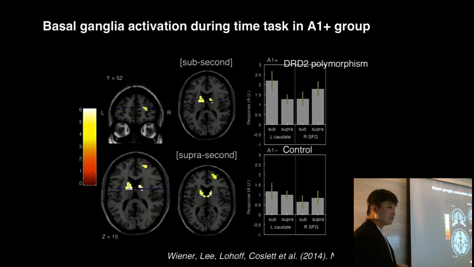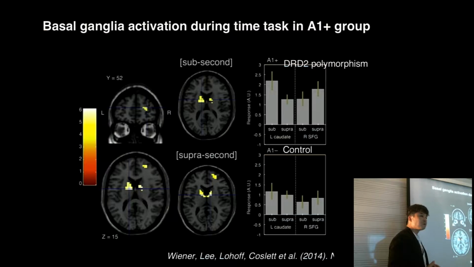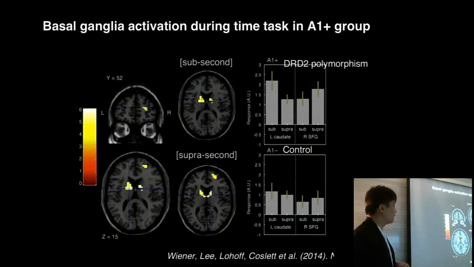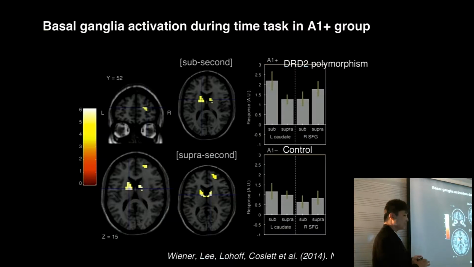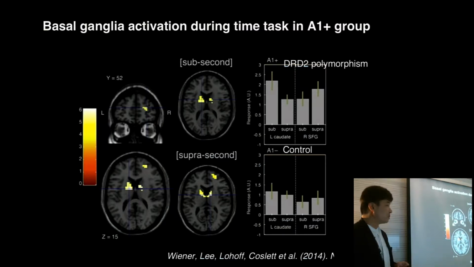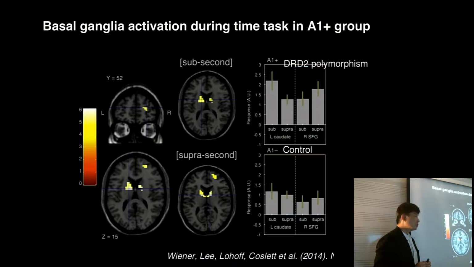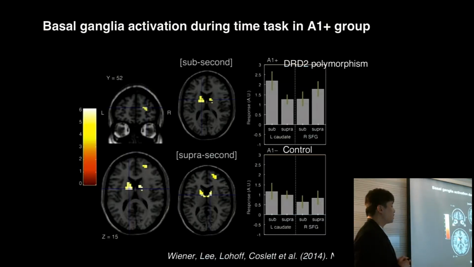So he and I teamed up for the follow-up study. It's a neurogenetic fMRI study. Just like his behavioral study, we genotyped the subjects, and then we put them in the magnet, and we gave them some temporal judgment tasks. I'm not going to go through all the nitty-gritty details about this study, but the upshot is that those people with DRD2 polymorphism tend to activate the basal ganglia more strongly when the task is harder.